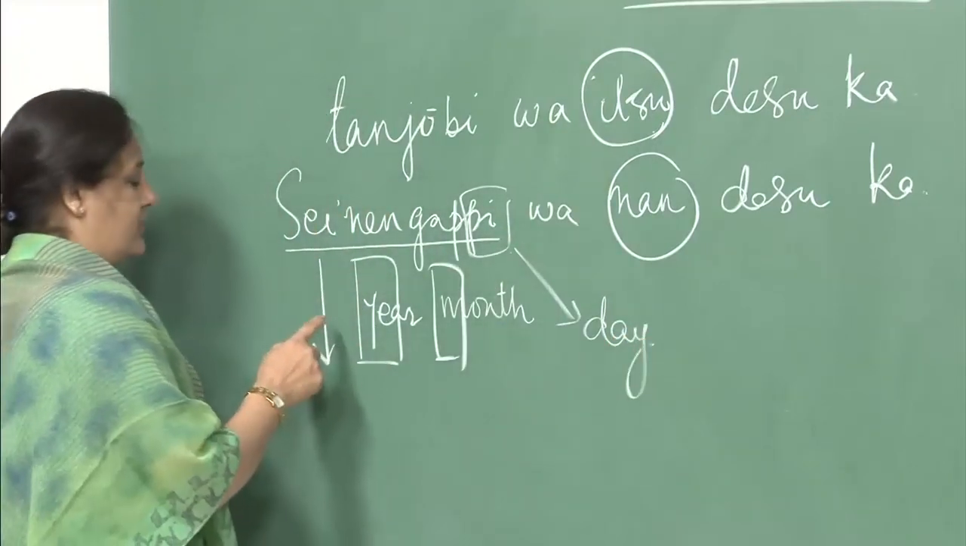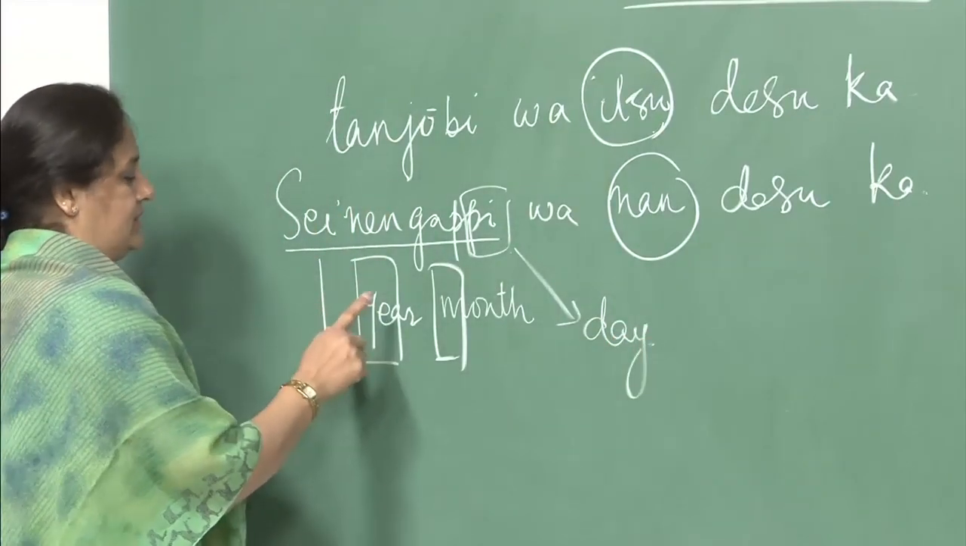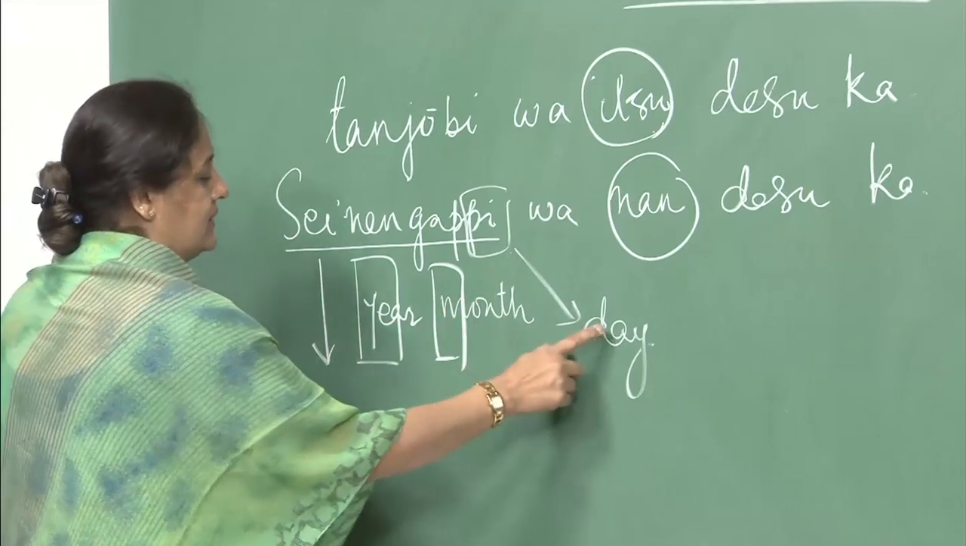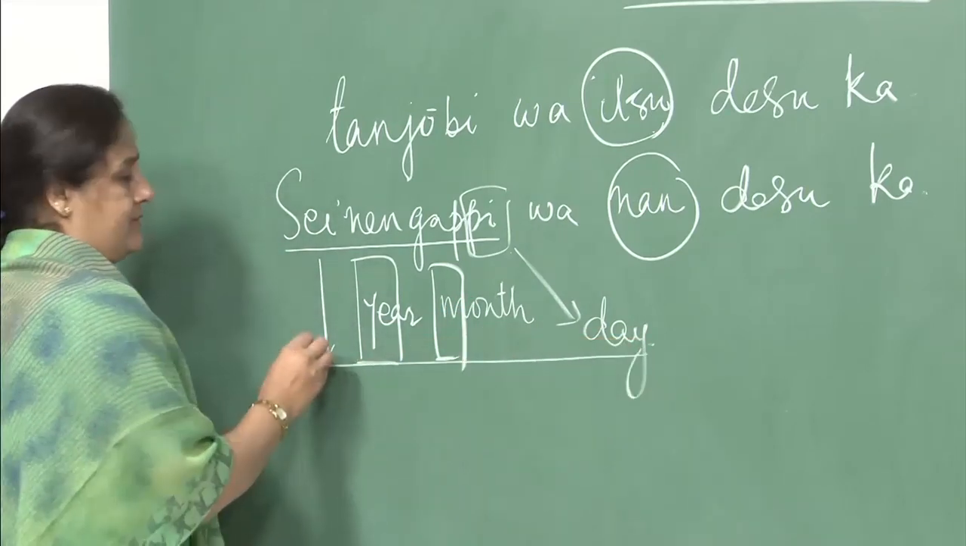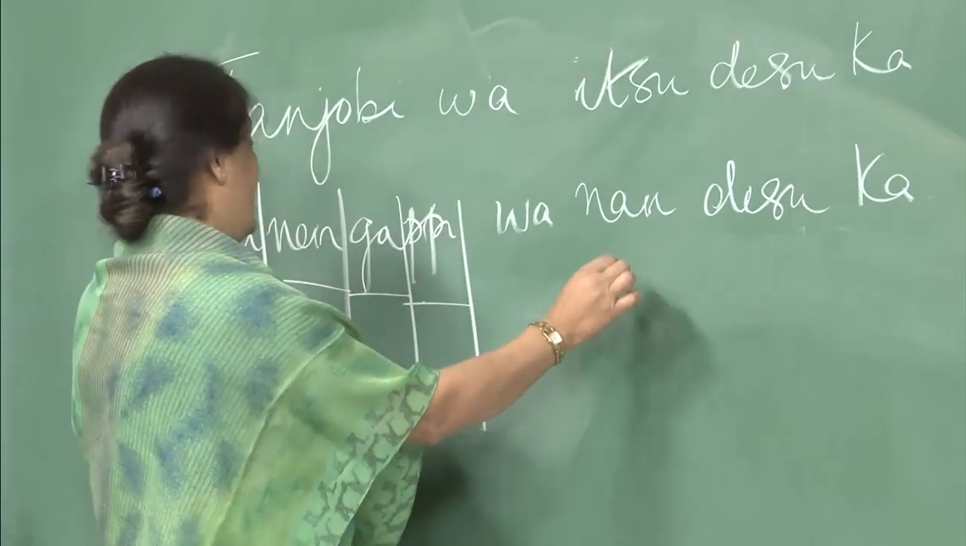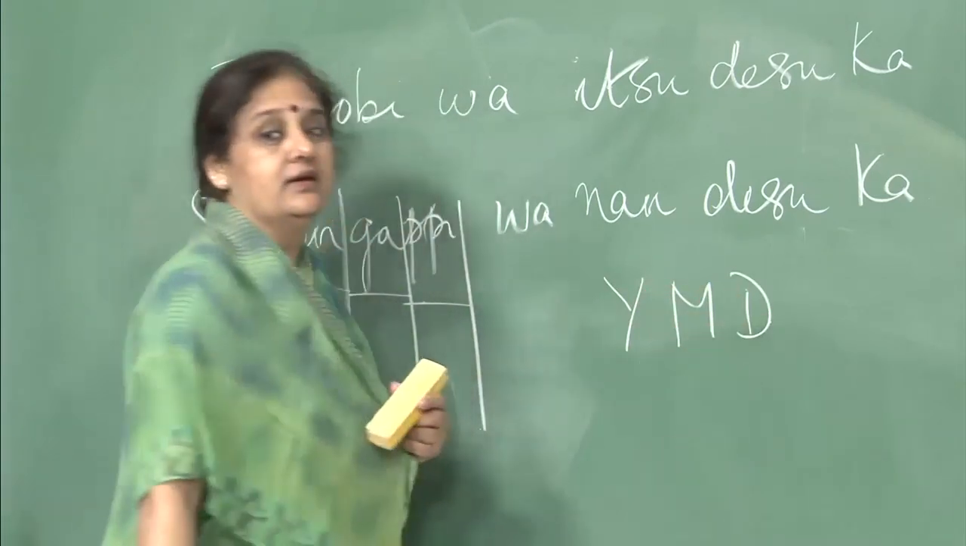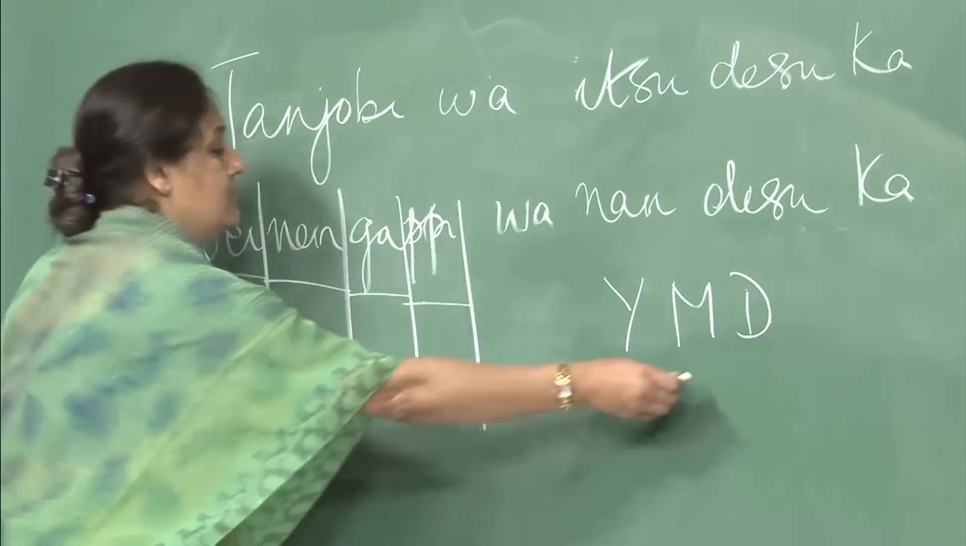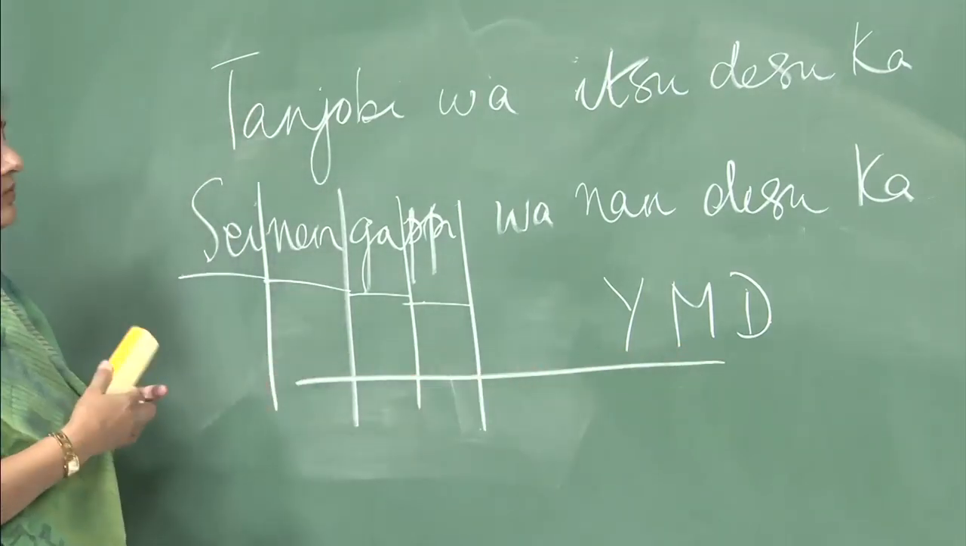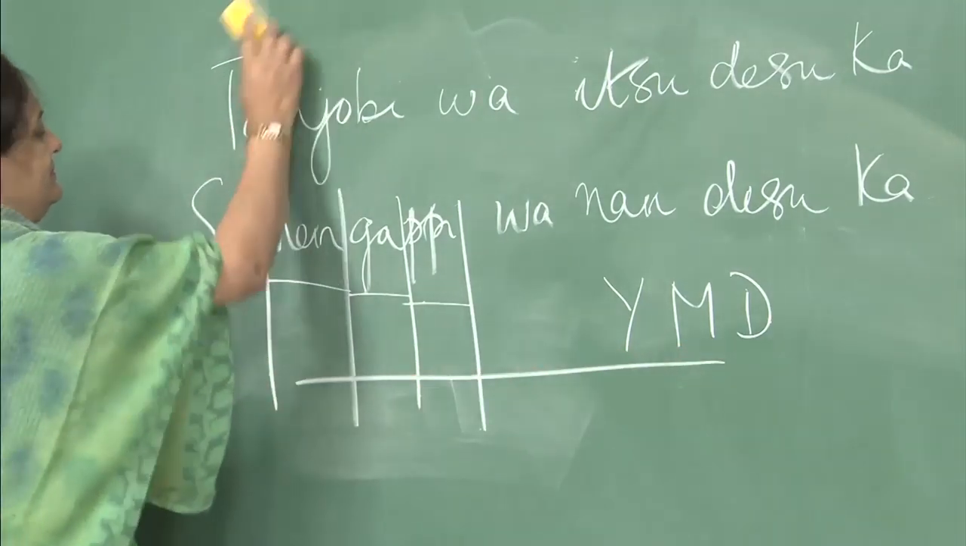So this stands for birth, year, month and date. In Japanese you have the year first, the month and then the date. You have to keep that in mind. Now how will you practice this?